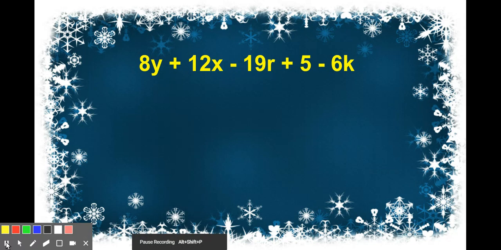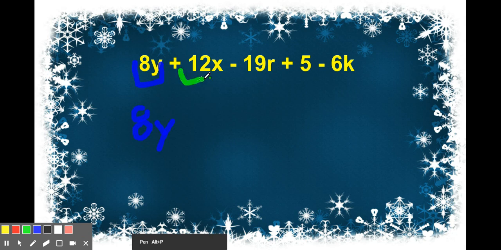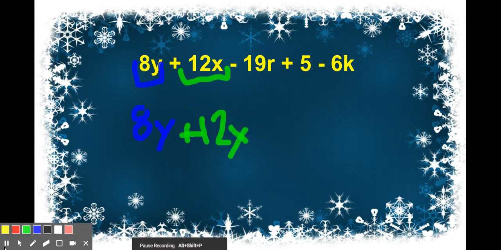Okay, now we have 8y plus 12x minus 19r plus 5 minus 6k. So I look at my first term. It's 8y. I say, do I have any y's? I do not. So I have to keep my 8y. I move on to the next term. I have a positive 12x. Do I have any x's? Nope. So I have to keep my 12x just like that.